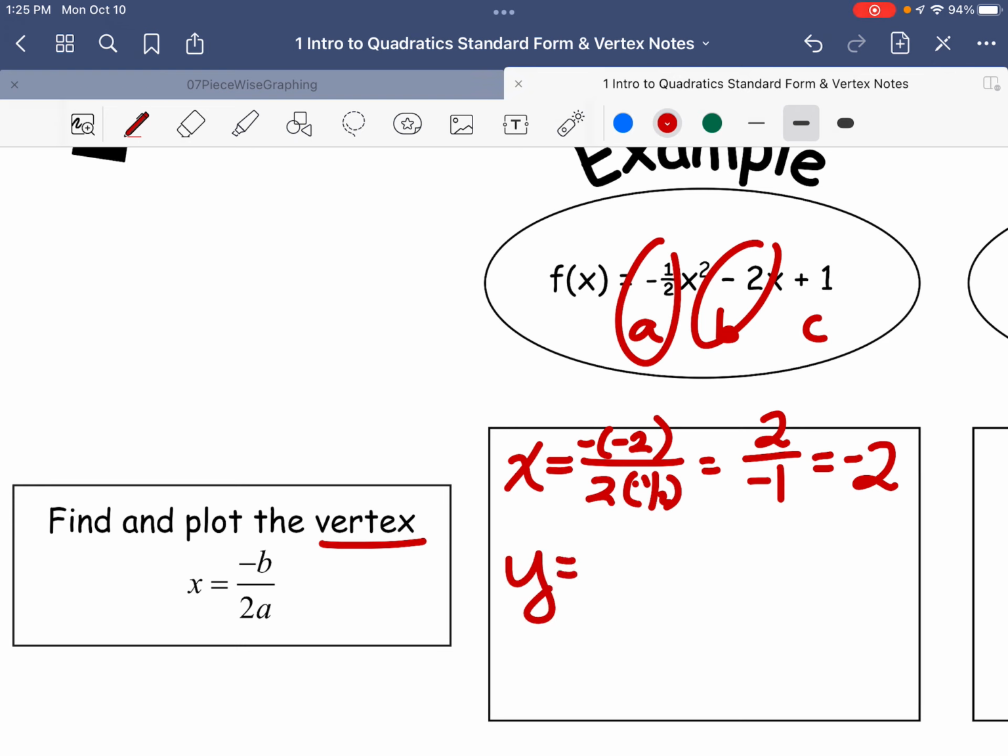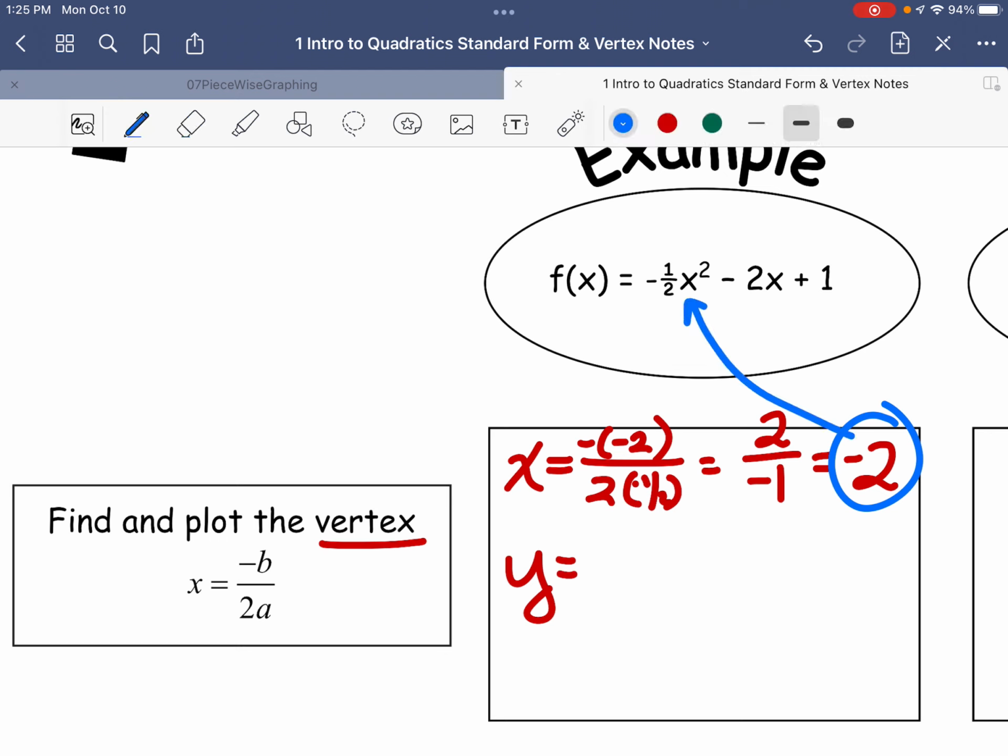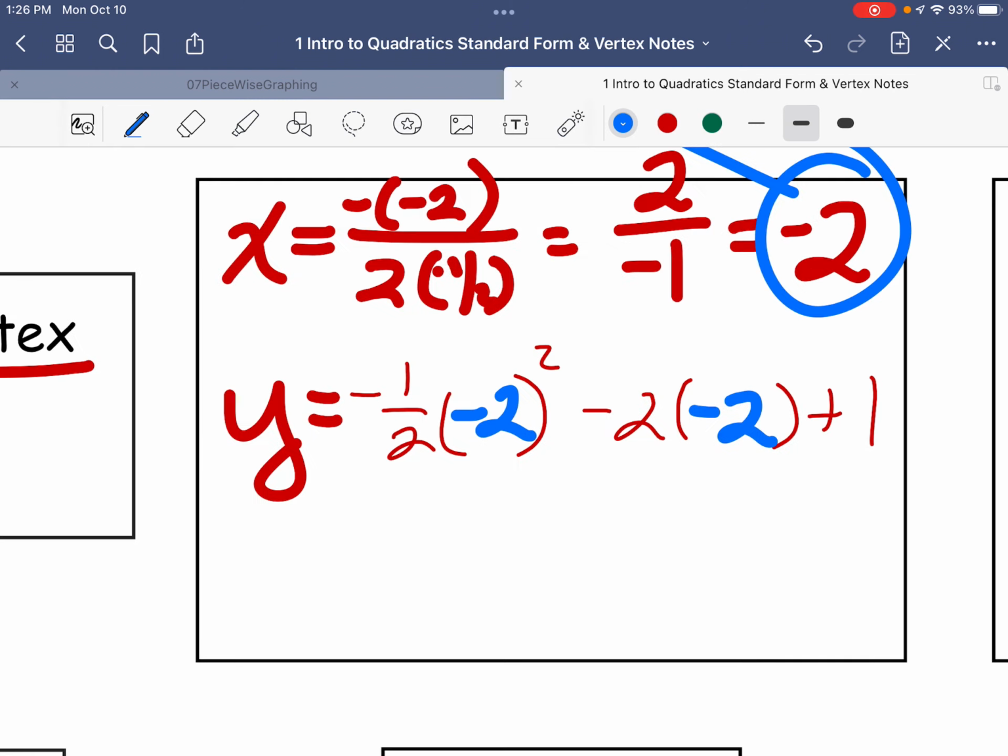Remember, though, we're trying to find the vertex. The vertex is an actual ordered pair. An ordered pair means that I have to have an x and a y. So in order to come up with the y value, I'm going to plug in this x value. Where am I going to plug it in? I'm going to plug it in to my equation. And notice that I'm going to end up plugging it in 2 places. So when I plug in -2 for x, that's going to give me the y value.